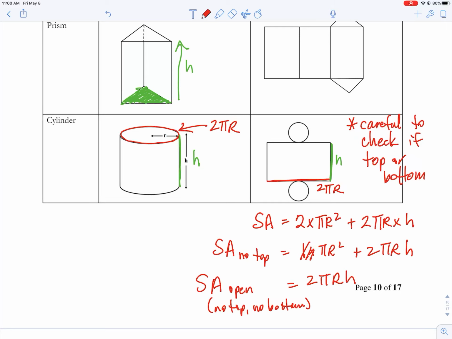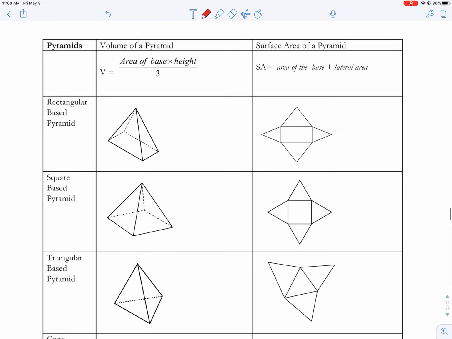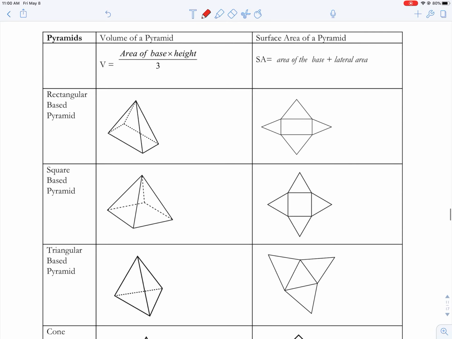When it comes to looking at the volume of pyramids, we're going to take the area of the base, times it by the height, and divide it by 3. It's always going to be that divided by 3 thing when we have a pyramid. And surface area, again, we're going to have to be careful with all the nets. And we're also going to have to be careful that when we're talking about pyramids, we're using the slant height.